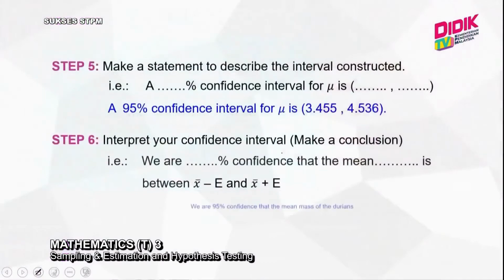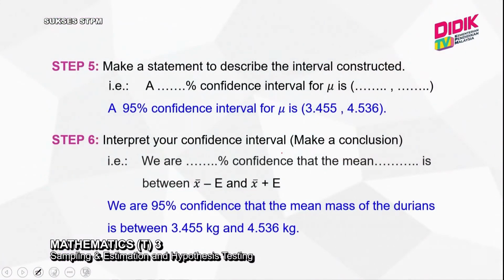How to make your conclusion? The way of doing conclusion, I take from above. We are 95% confident that the mean mass of the durian, because you are dealing with mean, is between this one and this one. We open back this one from interval form and we write the statement. So that means the interpretation should follow this pattern. Always will follow this pattern.